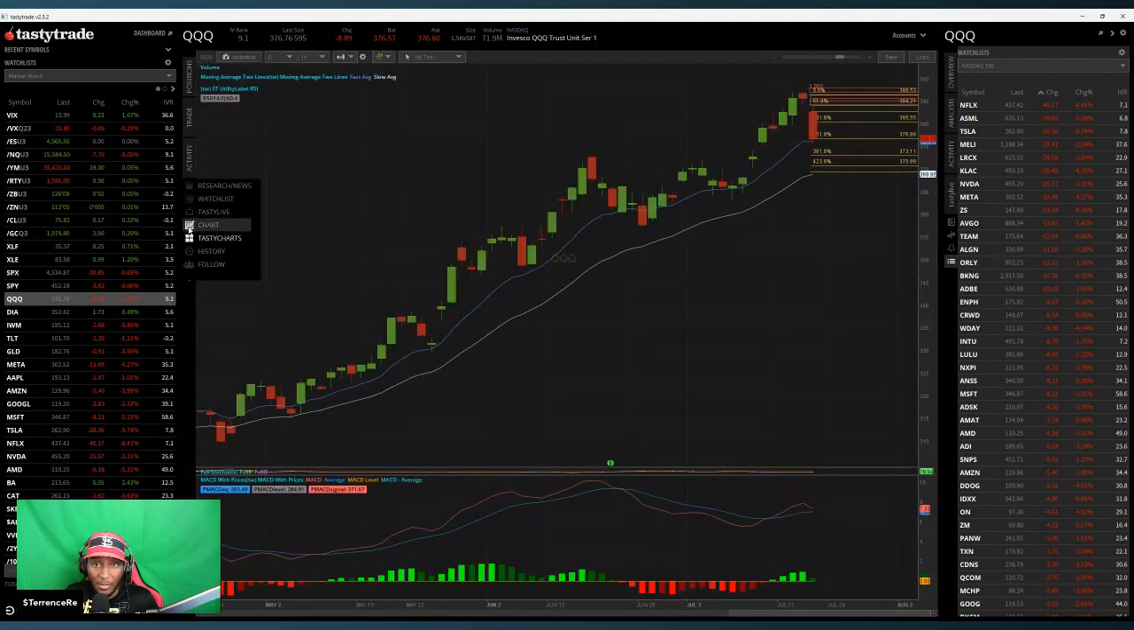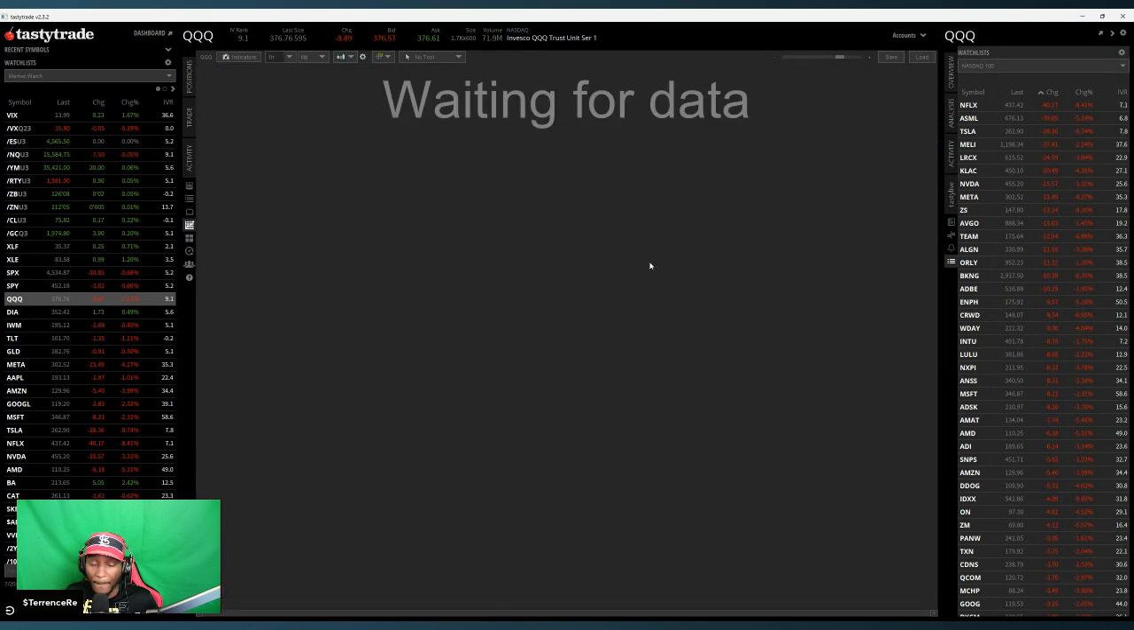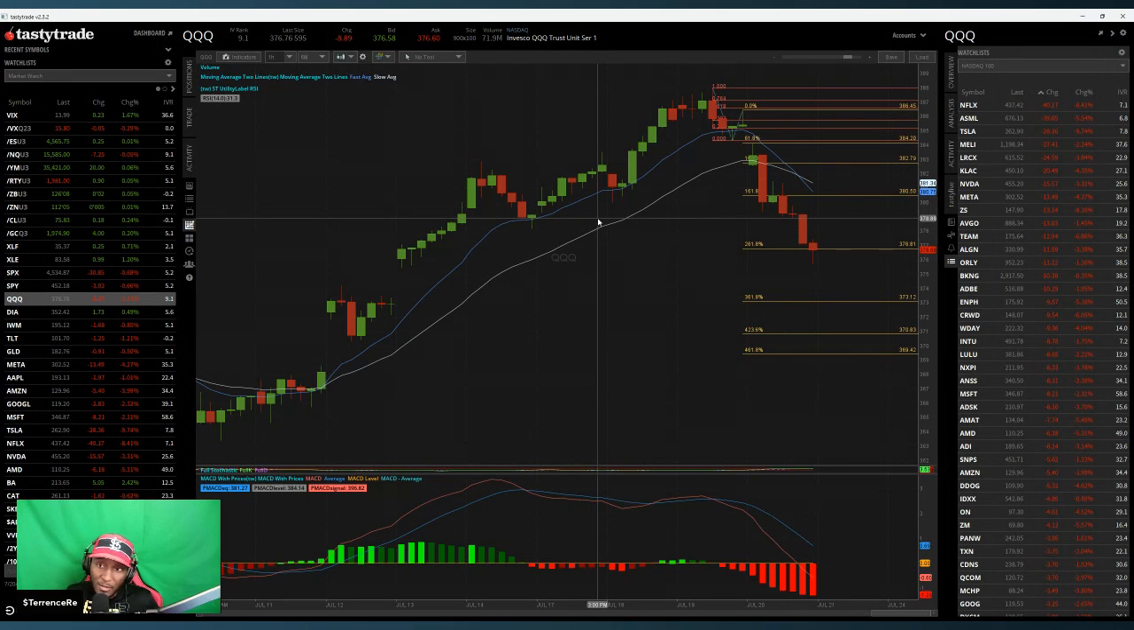We're going to go back to the Qs. You can trade that by trading the Qs, the QQQ. And you can see basically we've got the same setup in the Qs once it pulls up. It looks a little similar.